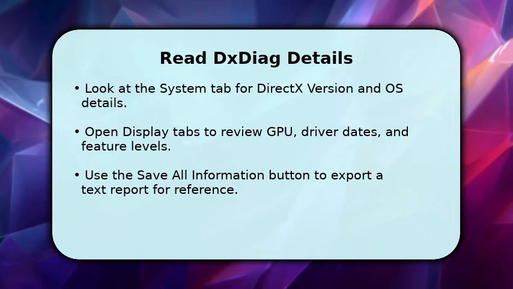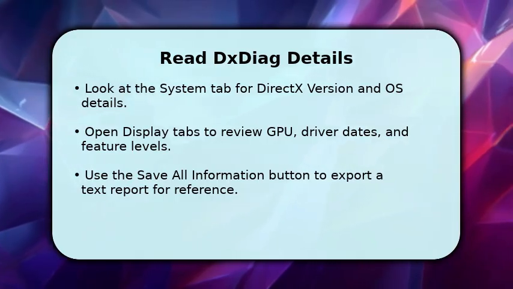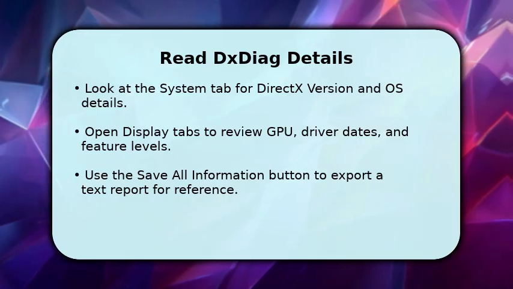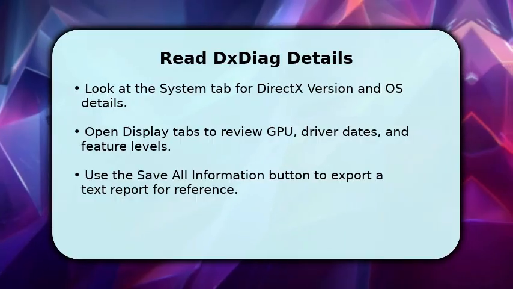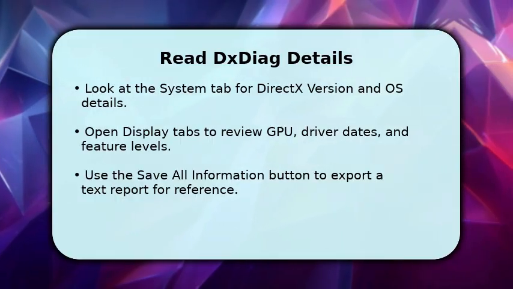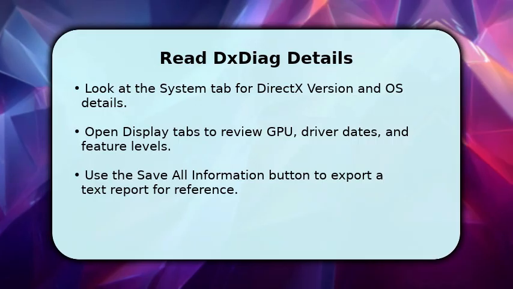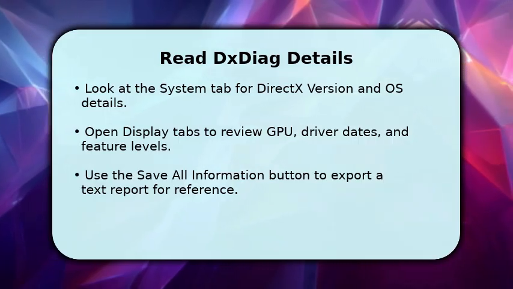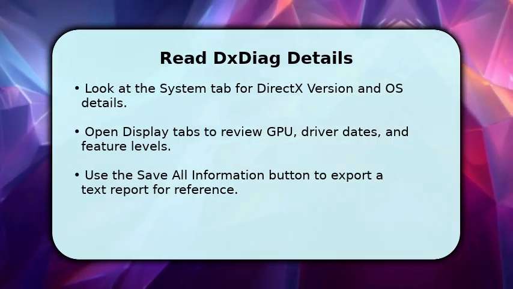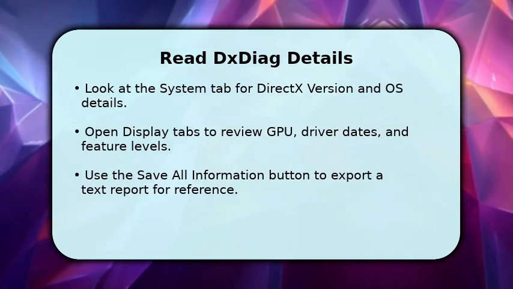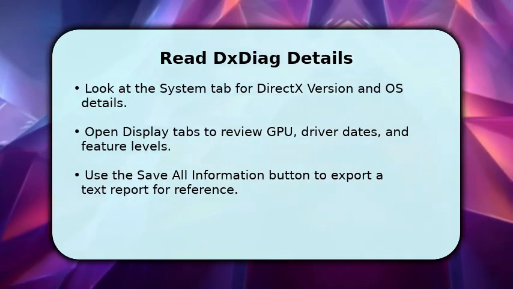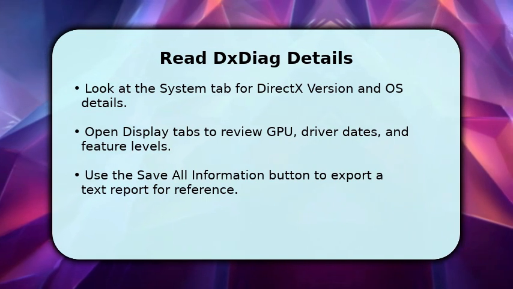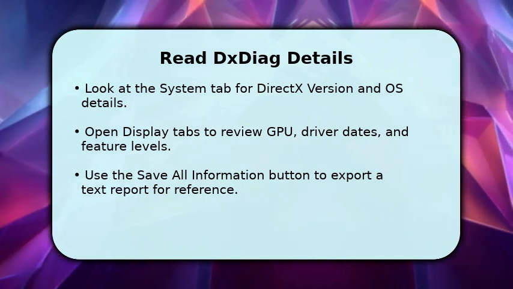On the System tab, scan for the DirectX version line to see the installed API level and note your Windows 11 build. That matters for compatibility. Then switch to the Display tabs to check GPU name, driver version, driver date, and Direct3D feature levels, because games depend on those. Once done, click Save All Information to produce a text report you can reference or paste into support chats. This avoids rerunning the tool and speeds troubleshooting later.